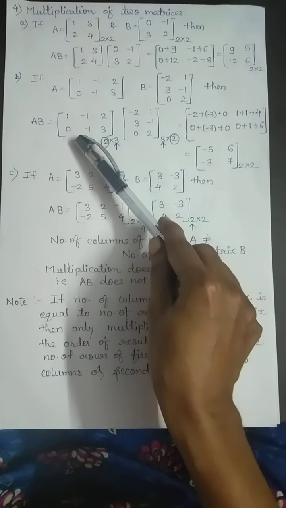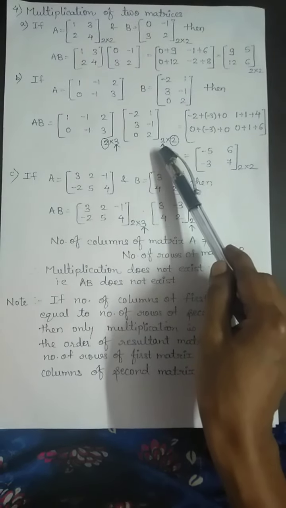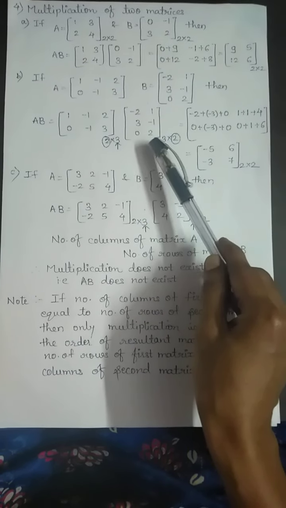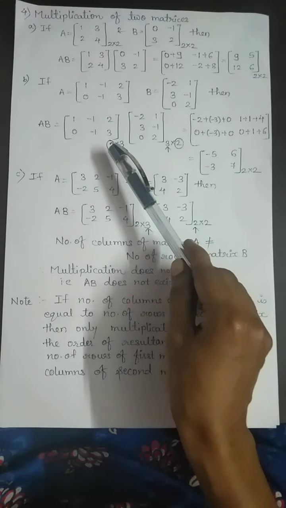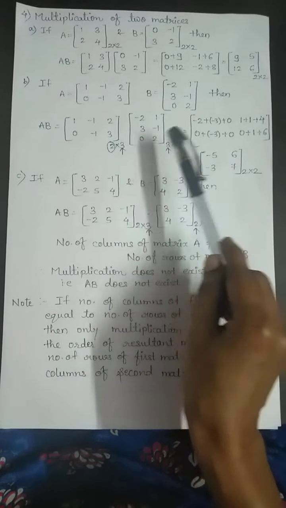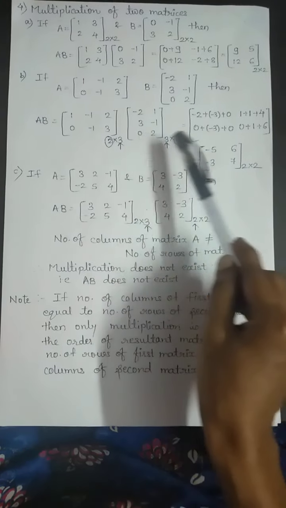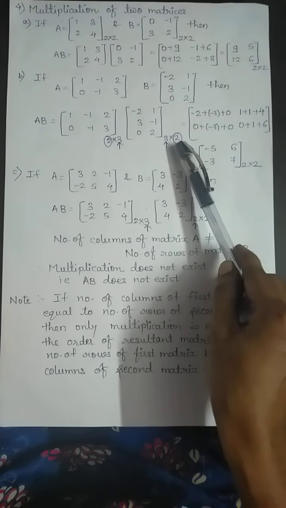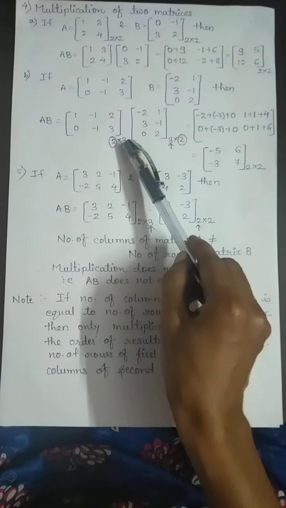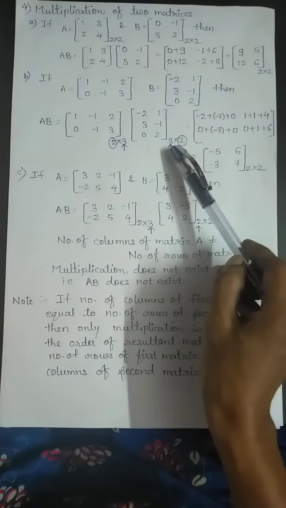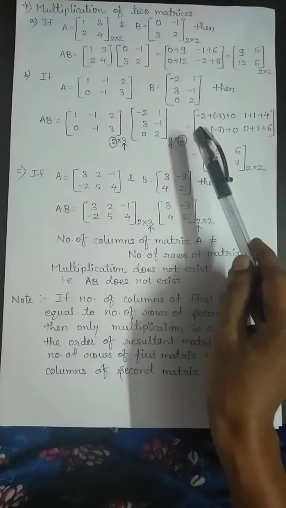If the number of columns of the first matrix is equal to the number of rows of the second matrix, then only multiplication exists, and the order of the resultant matrix will be 2 by 2, meaning number of rows of the first matrix by number of columns of the second matrix. Now see here, in the first matrix the number of columns is 3, in the second matrix the number of rows is 3, so these numbers are the same, that means multiplication exists.